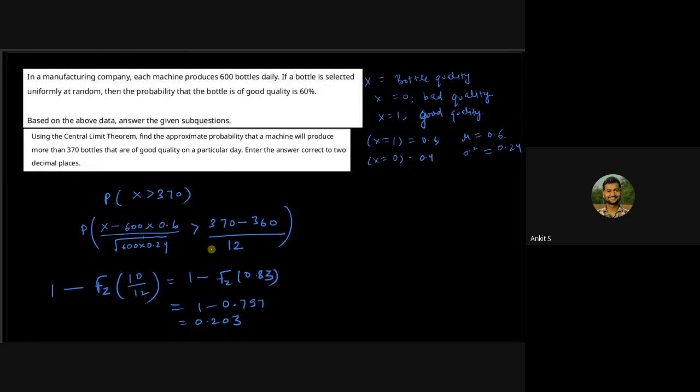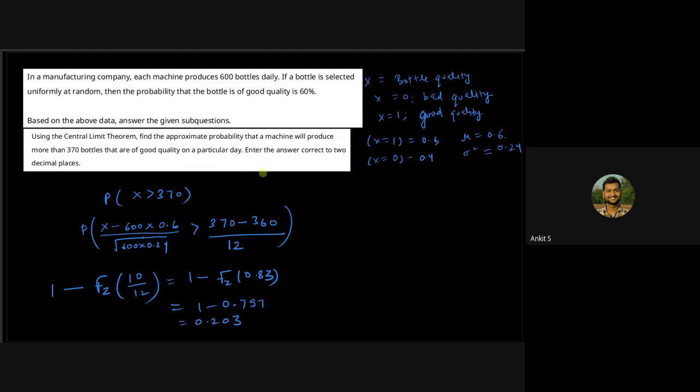Okay, so here we have one problem related to central limit theorem. Some company produces 600 bottles daily. If a bottle is selected uniformly at random, then the probability that the bottle is of good quality is 60%. So it is actually the underlying distribution, because it is talking about the full distribution. Now you have to answer a question using central limit theorem. We have to find the approximate probability that the machine will produce more than 370 bottles that are of good quality on a particular day.